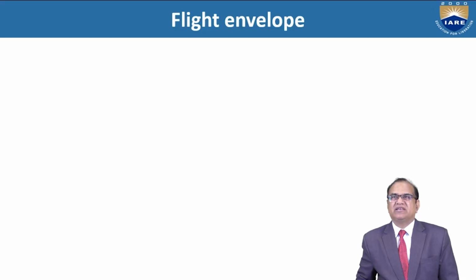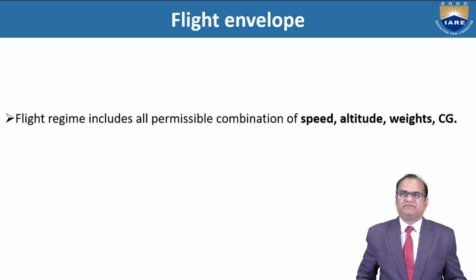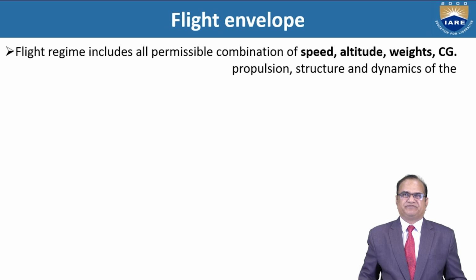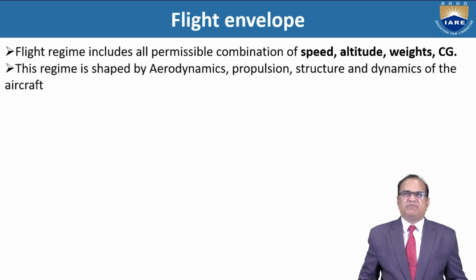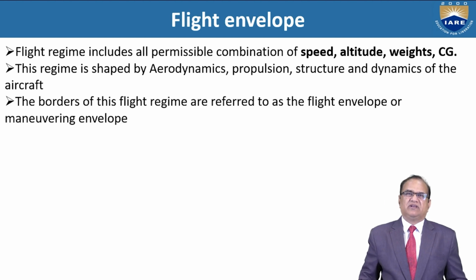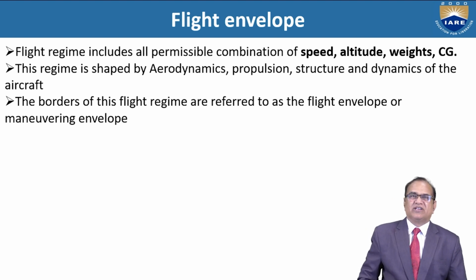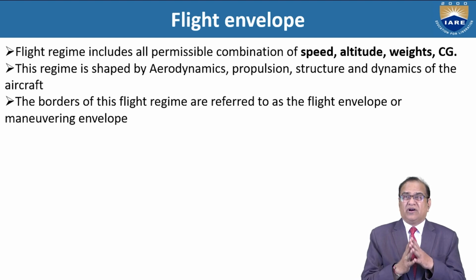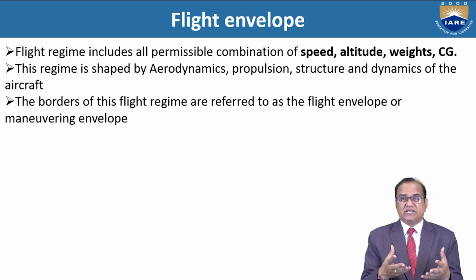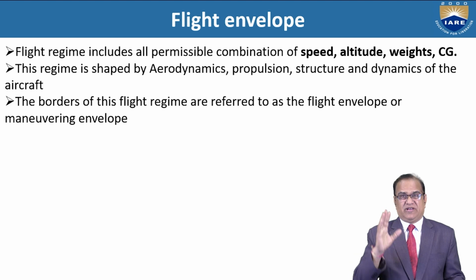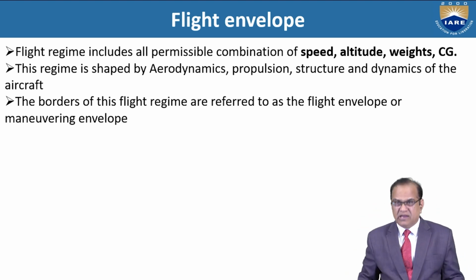So I will go to my next topic, which is the flight envelope. The flight regime includes all permissible combinations of speed, altitude, weight, and center of gravity. This regime is shaped by the aerodynamics, propulsion, structure, and dynamics of the aircraft. The border of these flight regimes is referred to as the flight envelope or the maneuvering envelope. So these are the conditions: aerodynamics, propulsion, structure, and dynamics. The envelopes are shaped in that way, and all these borders give the same thing.